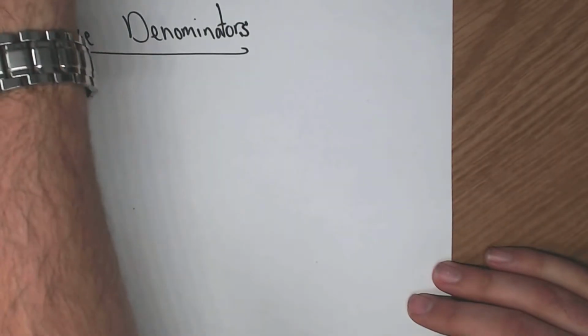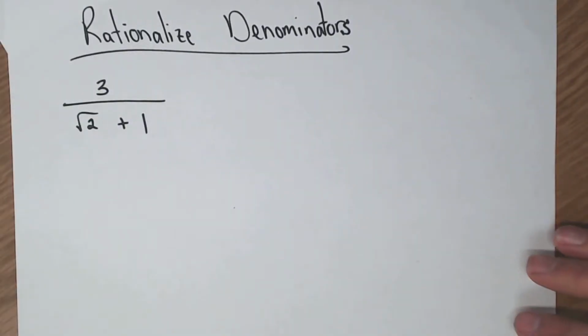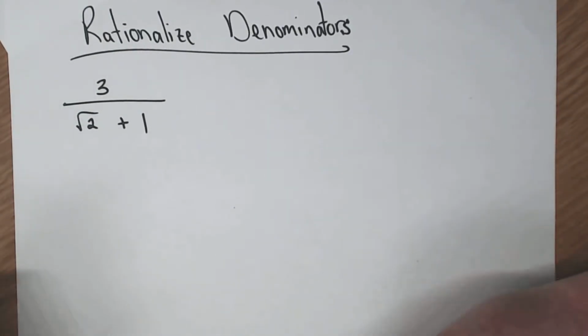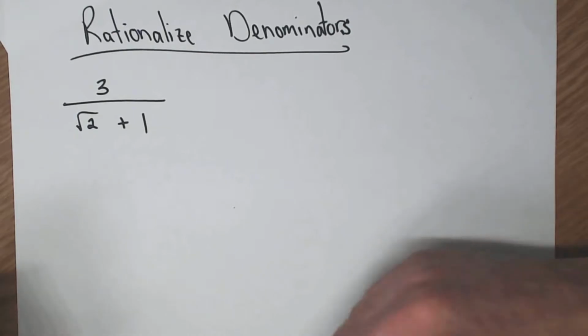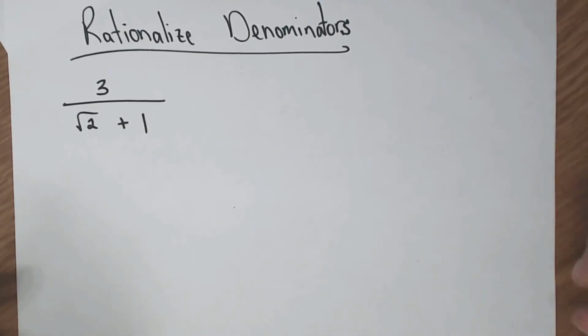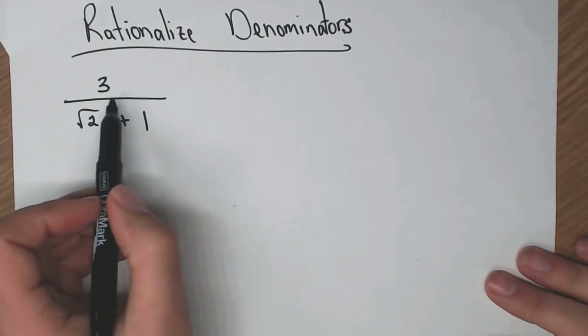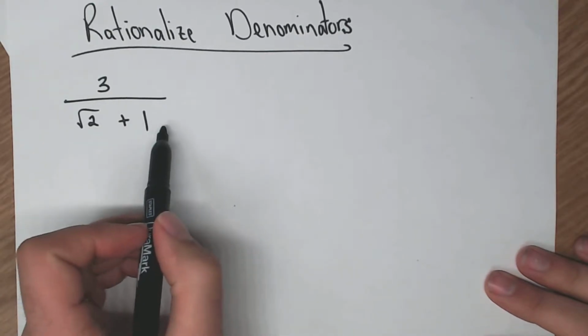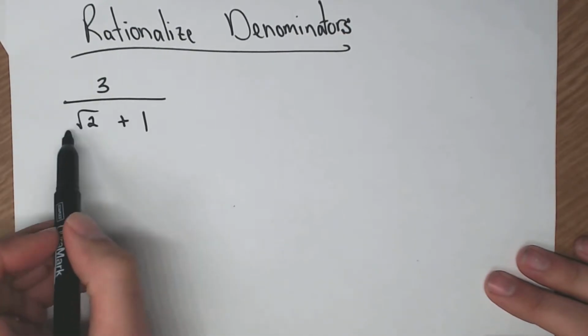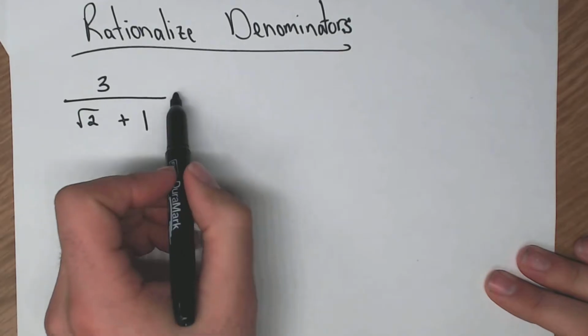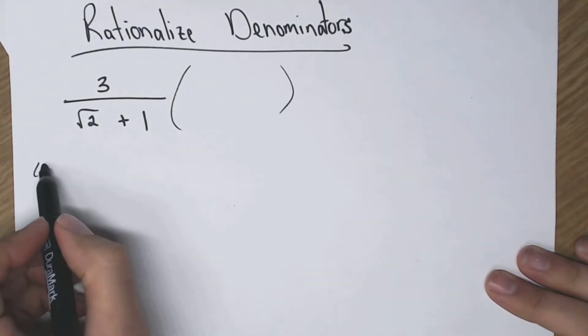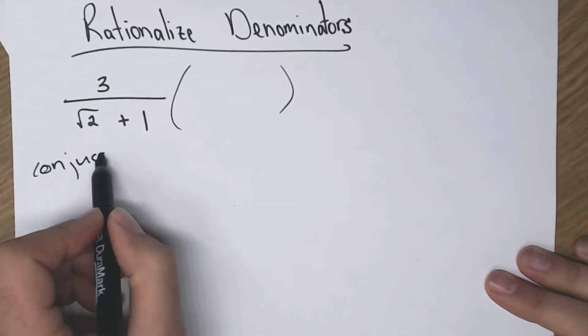Alrighty, next one is rationalizing denominators. This one can be really tricky, so take your time when you're going through these. Practice them as often as you can. If I have 3 divided by the square root of 2 plus 1, we don't like square roots in the denominator, so I have to multiply by the conjugate.